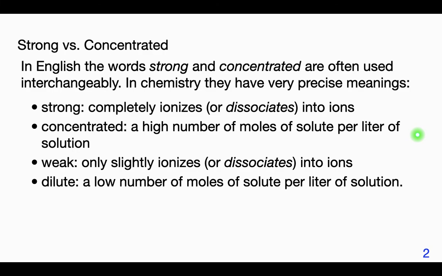So you could have a strong acid, like hydrochloric acid is a very strong acid. Well, you could put a drop of that strong acid into a swimming pool. It's going to be very, very dilute, and still it's a strong acid. Conversely, acetic acid, which is a weak acid, you could put gallons and gallons and gallons into the swimming pool, and it would be more concentrated, but it's still a weak acid. So the difference between those two terms: strong, weak, concentrated, dilute mean different things.